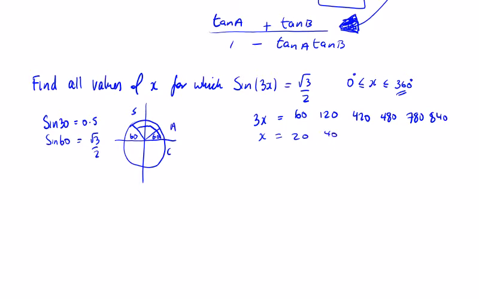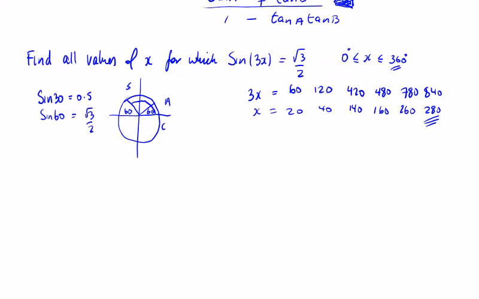We have 40, 140, 160. It's going to be 260 and 280, and you can see if you went up another 360, you'd be adding 120 on minimum, which would get it past the 360. So these are my 6 solutions to this question.